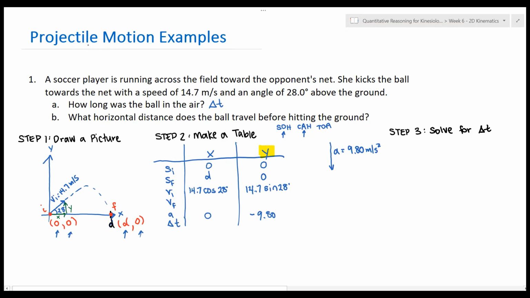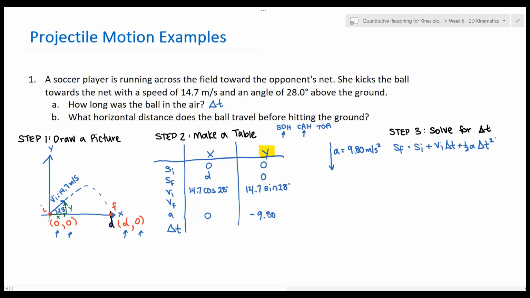Okay, so how do we solve for time here? We know s initial, s final. We know v initial. We know a, and we're looking for delta t. So delta t is our unknown. What is the one variable that we don't know and we don't want to know? It's v final, right? So v final is the thing we don't know and we don't want to know. So we're going to use the kinematic equation that doesn't have v final in it. That's the first one that looks like this. S final equals S initial plus v initial delta t plus 1/2 a delta t squared.